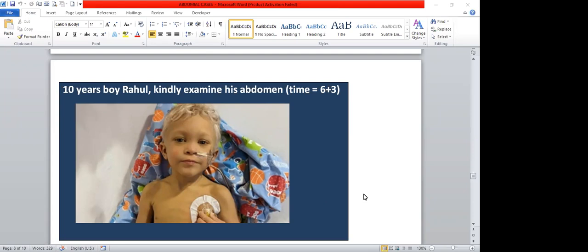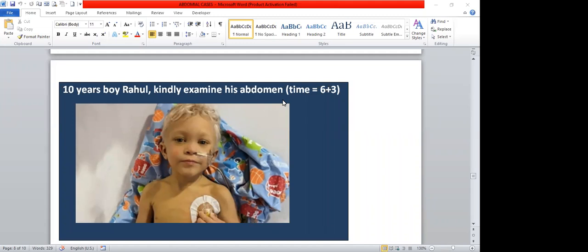So today I had the opportunity to examine Rahul, a 10-year-old boy, to examine his abdominal system. Rahul seems to be well and alert, with a feeding tube in situ and a monitor on the chest. There is evidence of unusual features in the form of triangular facies, hypertelorism, and low set ears. On abdominal examination, he seems to be having jaundice and palmar erythema.